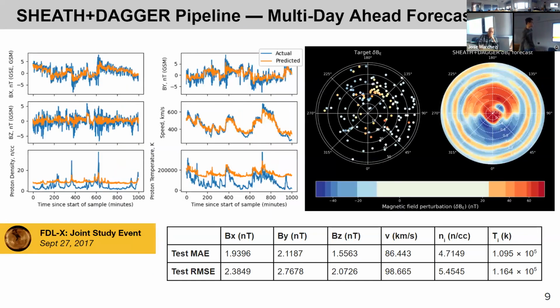And so here's some examples of what those look like. On the left, the blue is the actual solar wind value for that feature, and the orange is the prediction from Sheath, the solar wind forecaster, for that feature. And then on the right is what that information looks like when it's propagated to the downstream model, and it shows you on the northern hemisphere of the Earth what the deflection of the magnetic field is going to look like.